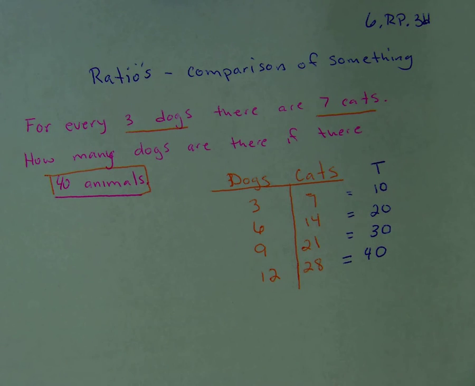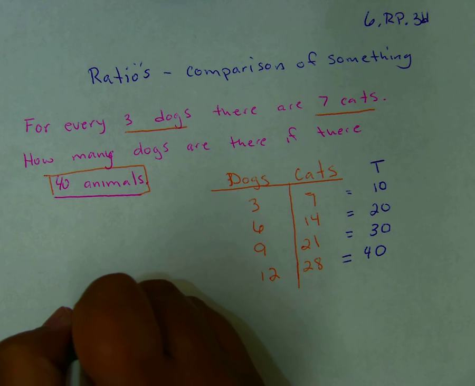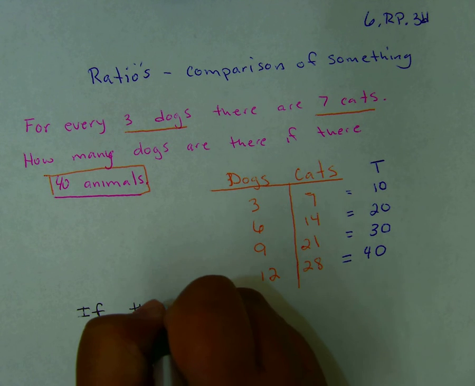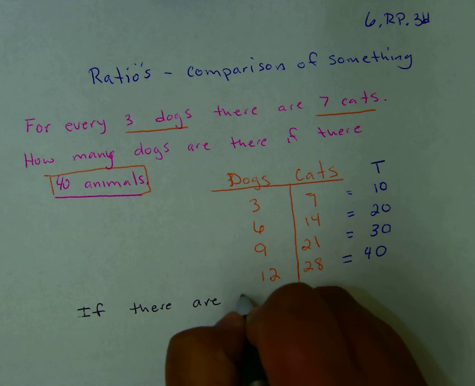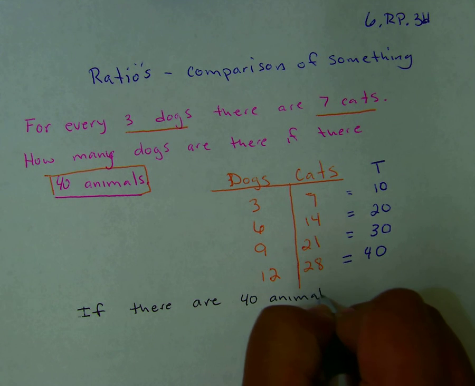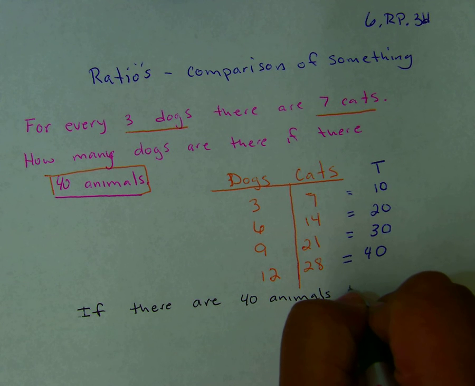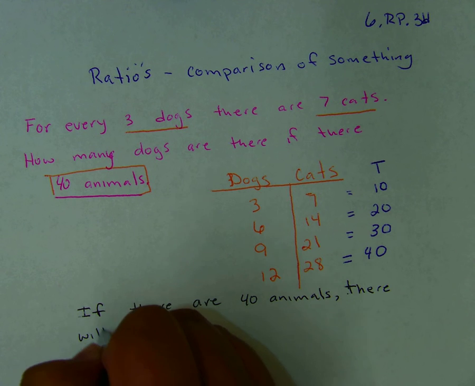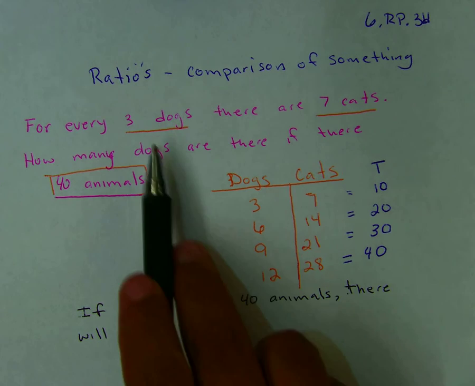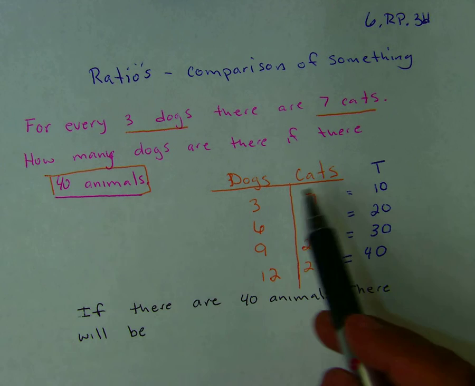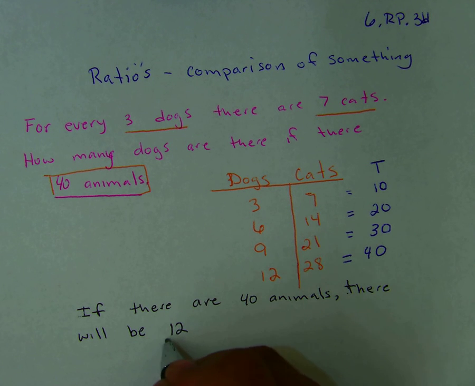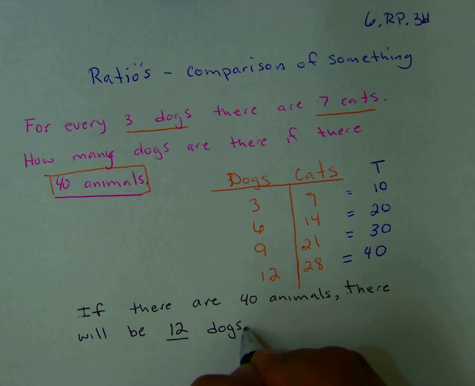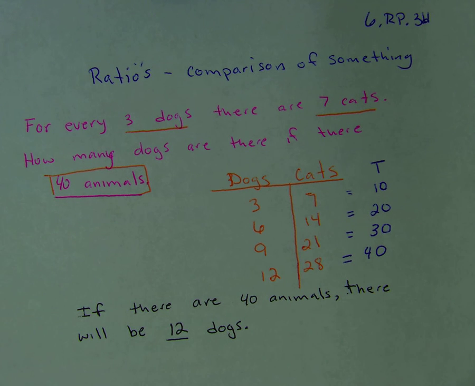So in the end, I know that if there are 40 animals, there will be, let me put a little comma there. That shouldn't be capitalized. There will be, and it's asking for dogs. So I'm going to my dogs. There will be 12 dogs. Simple as that. Create a table, use your table to your benefit. You have all of your information right here. It's just a matter of being able to read the table that you've created.